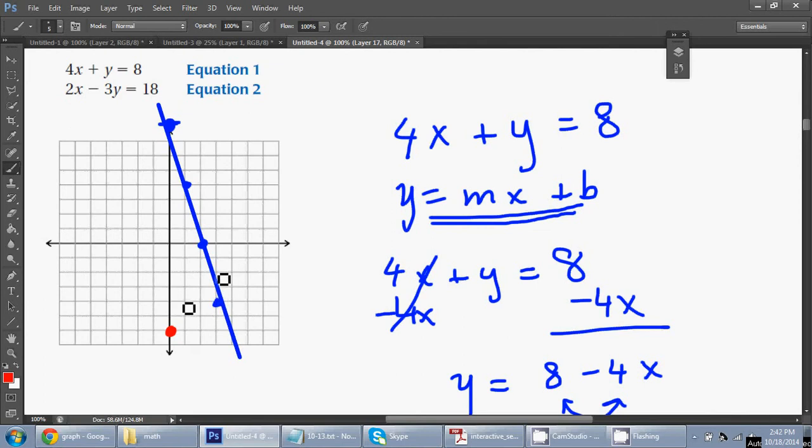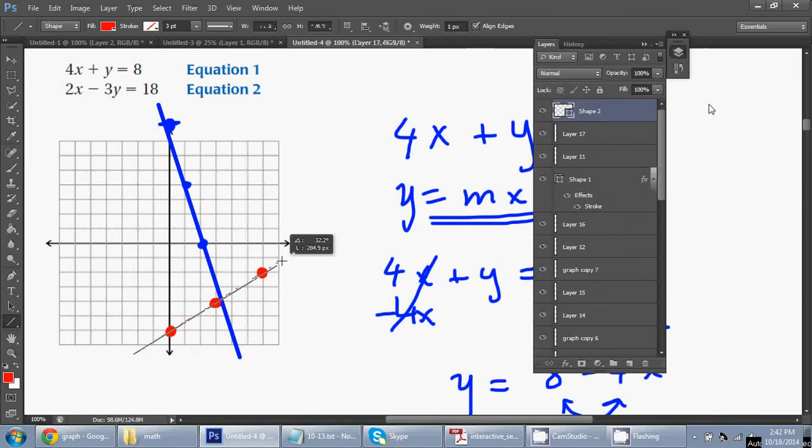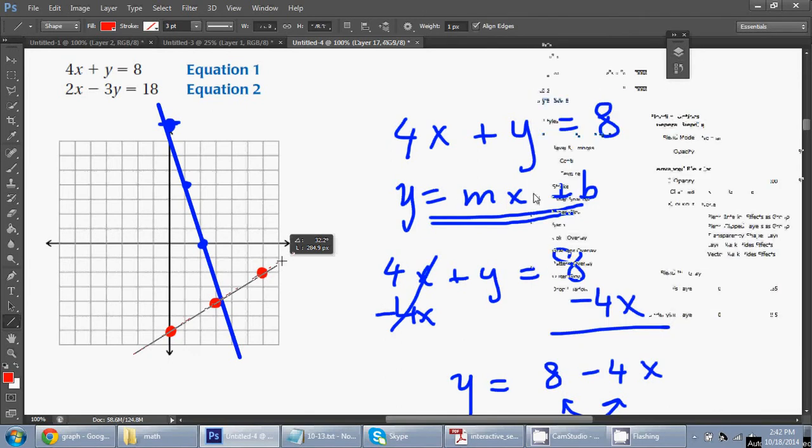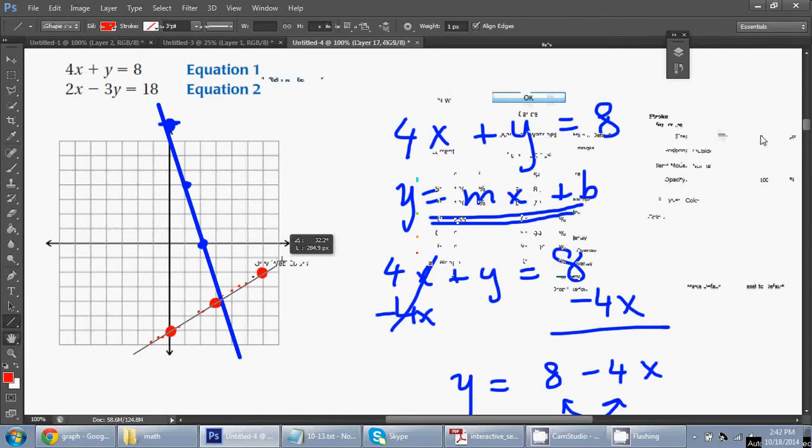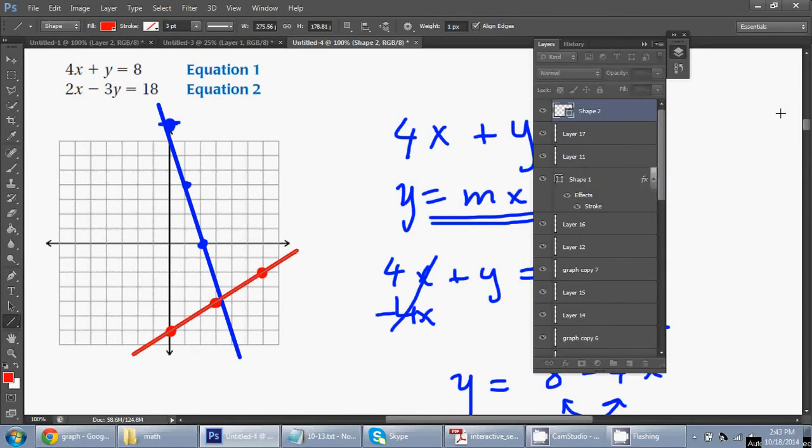And then I can go up 2 again. And then 1, 2, 3 to the right. And I see this line forming. And I'm just going to draw the line through those points. And just very quickly going to make that line a little thicker so that it's easy to see. And then there you have it. Those are the two lines.